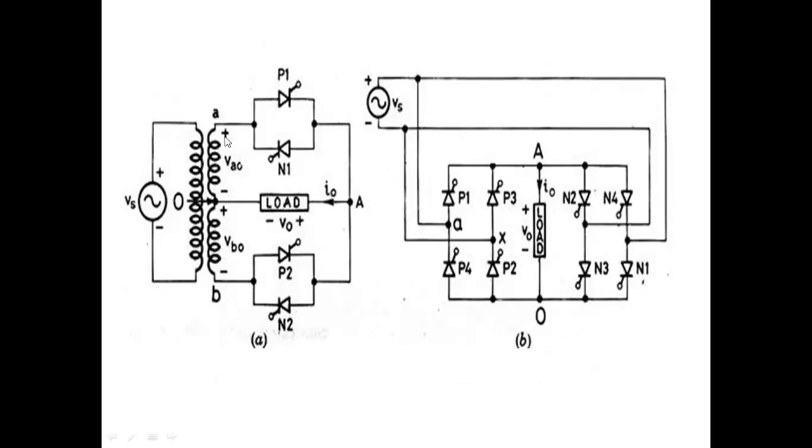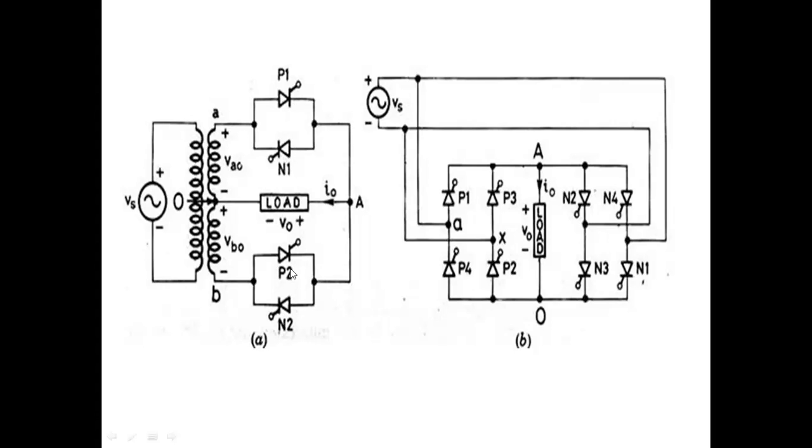Now come to the negative cycle, where the polarity is changed. Now N1 and P2 are forward biased, but I am giving the firing pulse only to N1. If you give a firing pulse to N1, the current flows like this. So when N2 is forward biased in the positive cycle, the current is in this direction, and when N1 is forward biased in the negative cycle, the current is in the same direction.